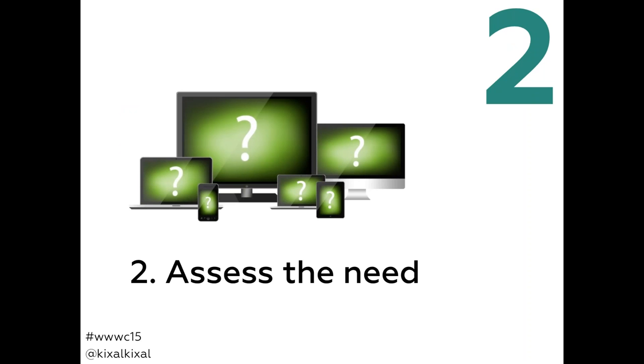Now, the second skill in our list is to assess the need of the learner. Now, there are two types of need that we need to assess. First, we want to assess what their technology needs are, what it is they're trying to learn. Second, we need to assess their learning needs, including how they will learn most effectively.